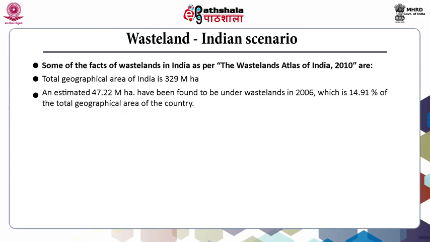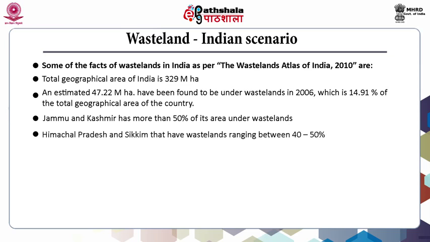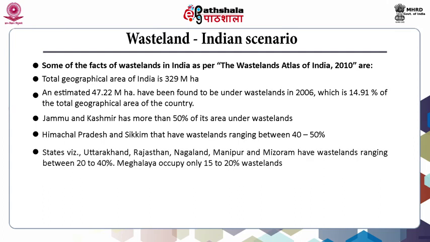An estimated 47.22 million hectares have been found to be under wastelands in 2006, which is 14.91% of the total geographical area of the country. Jammu and Kashmir has more than 50% of its area under wastelands. Himachal Pradesh and Sikkim have wastelands ranging between 40 to 50%. States like Uttarakhand, Rajasthan, Nagaland, Manipur and Mizoram have wastelands ranging between 20 to 40%.